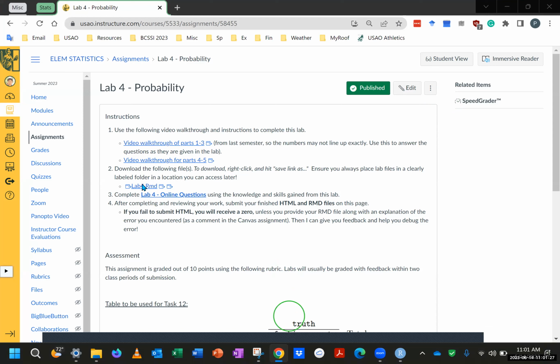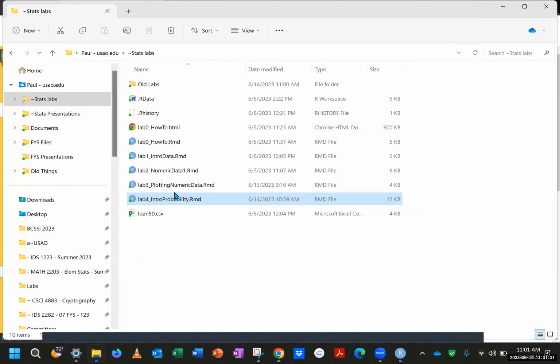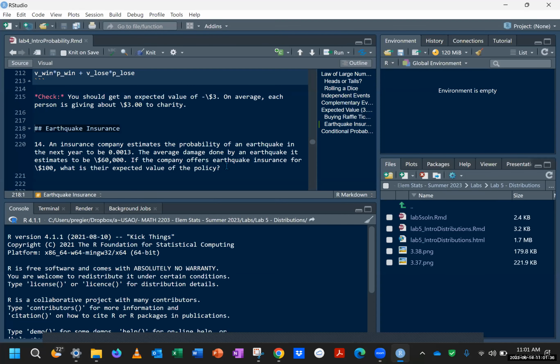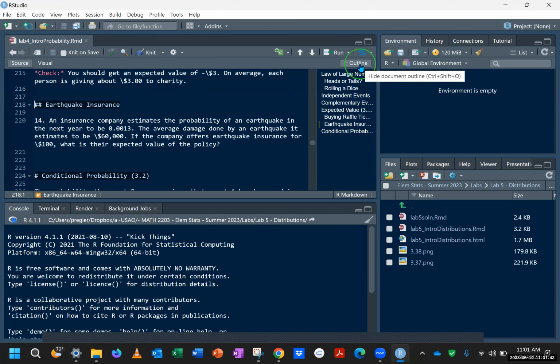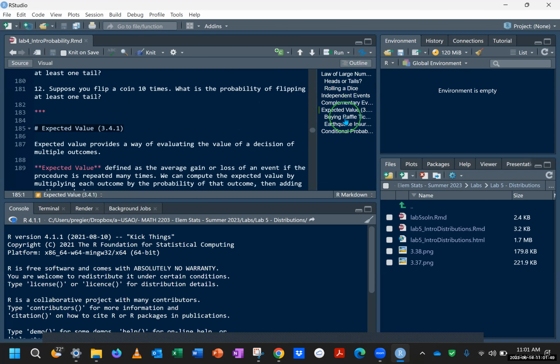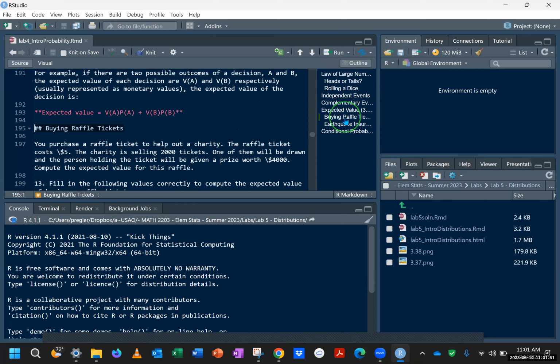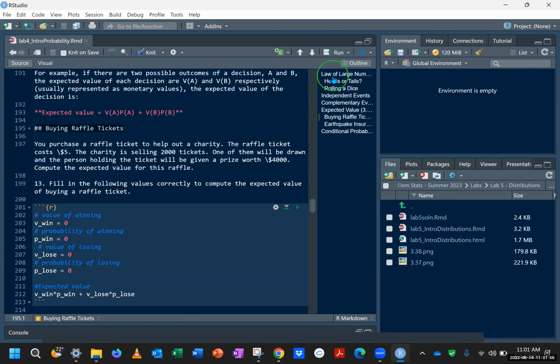As always, make sure you right-click and save this to a location that you can access later. I've done that, and now it's in our studio. As always, here's the outline for this lab, and you can use this outline to see where I am in the lab. If you're going to jump around in this walkthrough, you can better access where I'm working, and you can also minimize this to see a little more of what's going on.